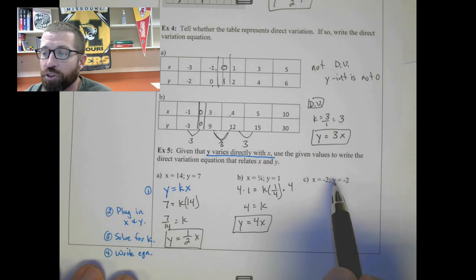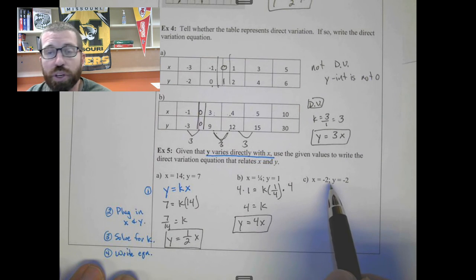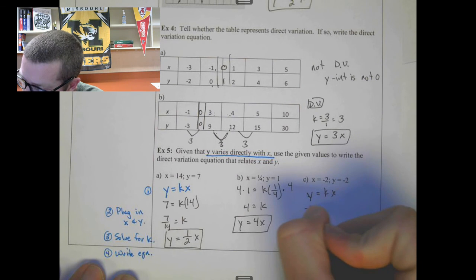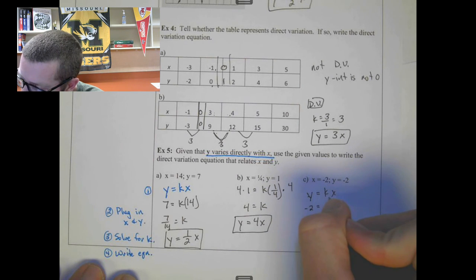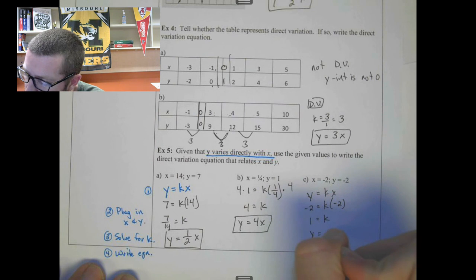Here, I mentioned a shortcut. The shortcut would just be remembering if I want to find k, I want to do y over x. It's rise over run. So you could just do -2 divided by 2 and find k is 1. Or write the equation out, y is equal to kx. And so -2 is equal to k times -2. And so we divide both sides by -2, and you get k is equal to 1, or y is equal to just x.